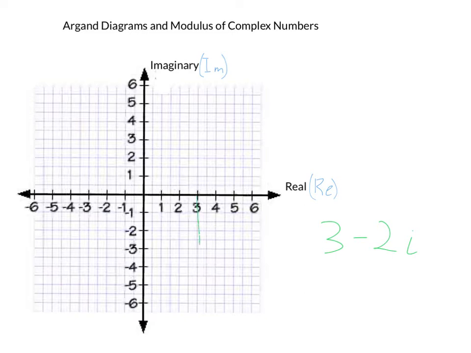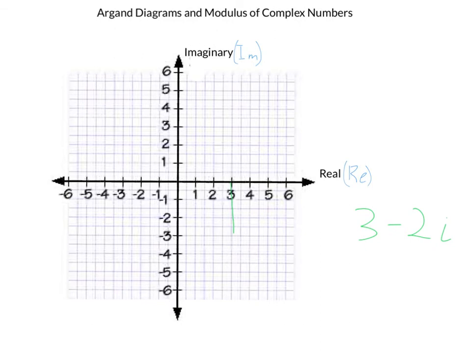And we'll draw a line down from there. And then we'll go to minus 2 on the imaginary axis. We can draw a line across from here. So this will give us our point here, 3 minus 2i. Again, if we link this up to the real axis, we can see this point is 3 on the real axis. We can see the point is minus 2 on the imaginary axis here.